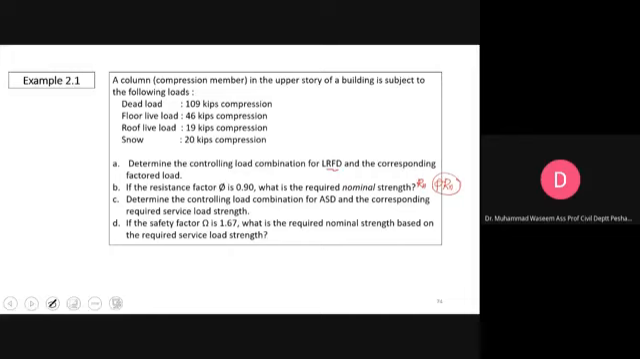Okay, there is an example. This is a very simple example. You can refer to the Segui book, chapter number 2. It is the same Example 2.1.